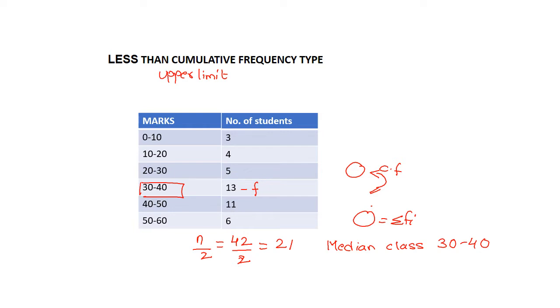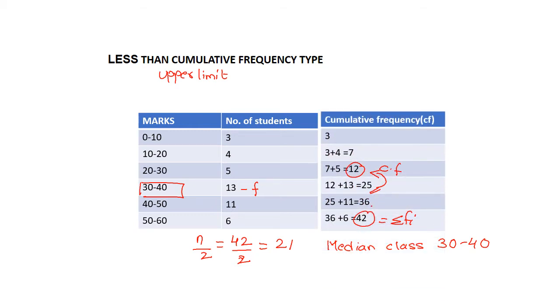For the less than type, we compare with the upper limit. Less than 10, 3 students have scored. Less than 20, 3 plus 4, that is 7. Less than 30, 7 plus 5, that is 12. So here we are giving a cumulative representation, the cumulative frequency. There are 7 students who have scored less than 20, 12 students less than 30, 25 students less than 40, 36 students less than 50, and 42 students less than 60. As we go on, you can find the cumulative frequency is in ascending order, and the last number represents the summation of fi.